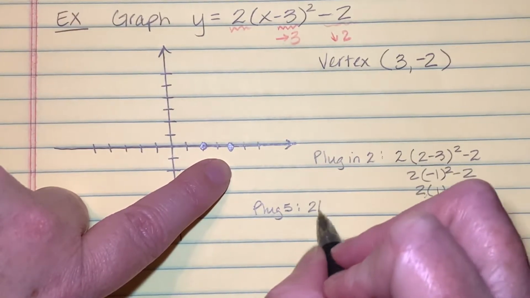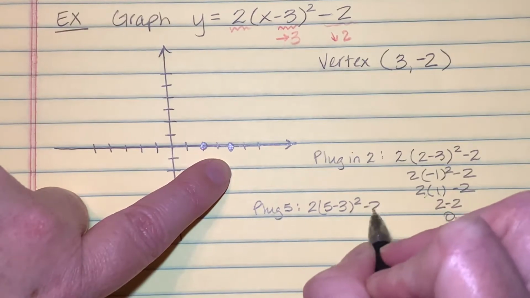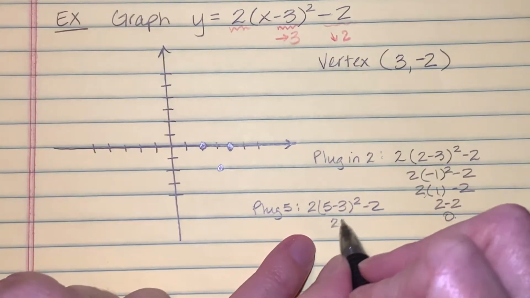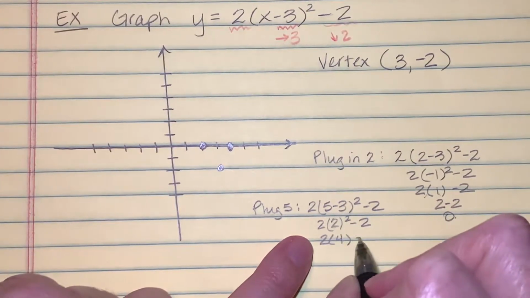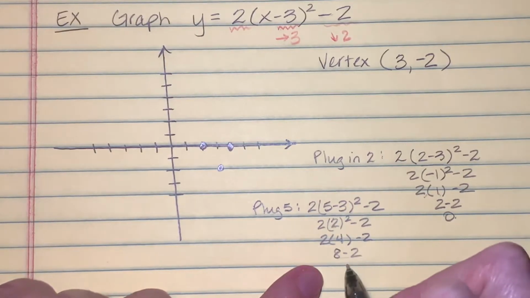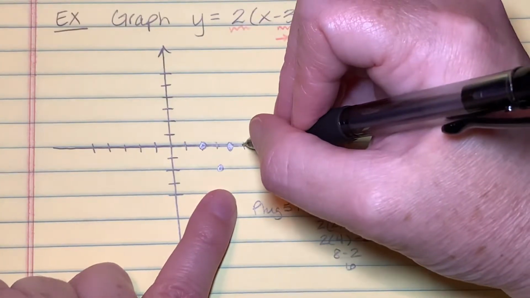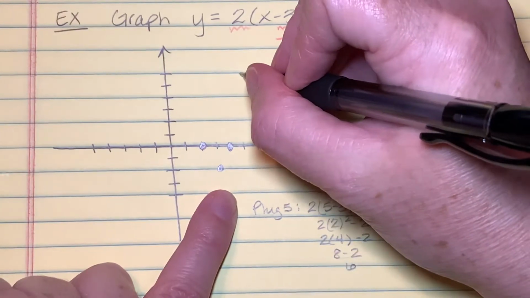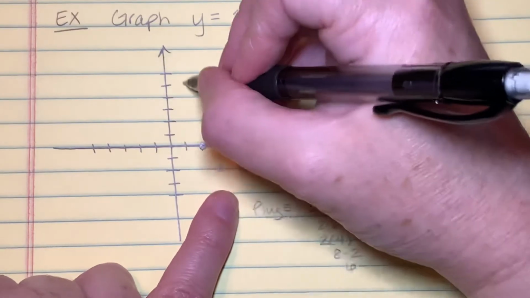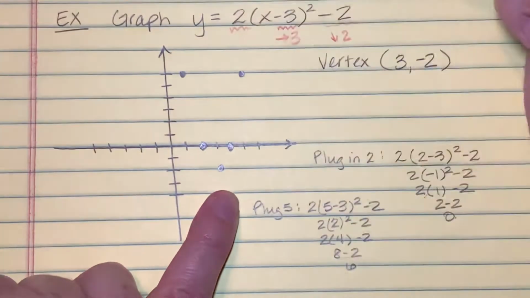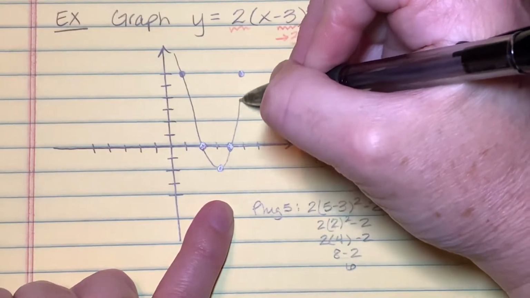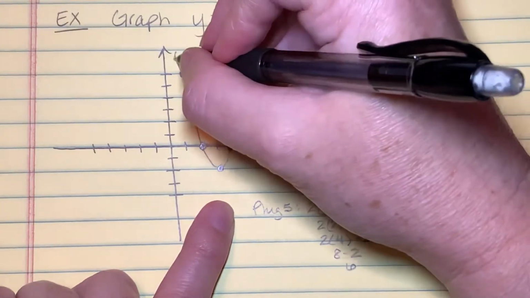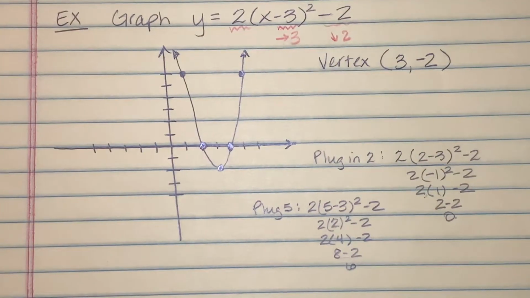So what would we get? 2 times (5 minus 3) squared minus 2. 5 minus 3 is 2. 2 squared is 4. 2 times 4 is 8. 8 minus 2 is 6. So this is actually going to be up at 6. That means 1 is also going to be at 6. And so now you have a better picture if you'd like. I'll put our arrows on the end to show that it goes forever. And there's our parabola.